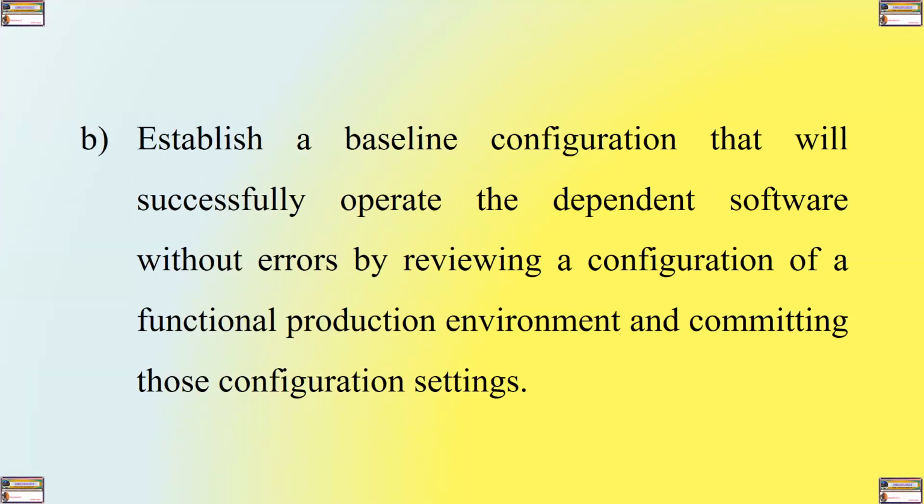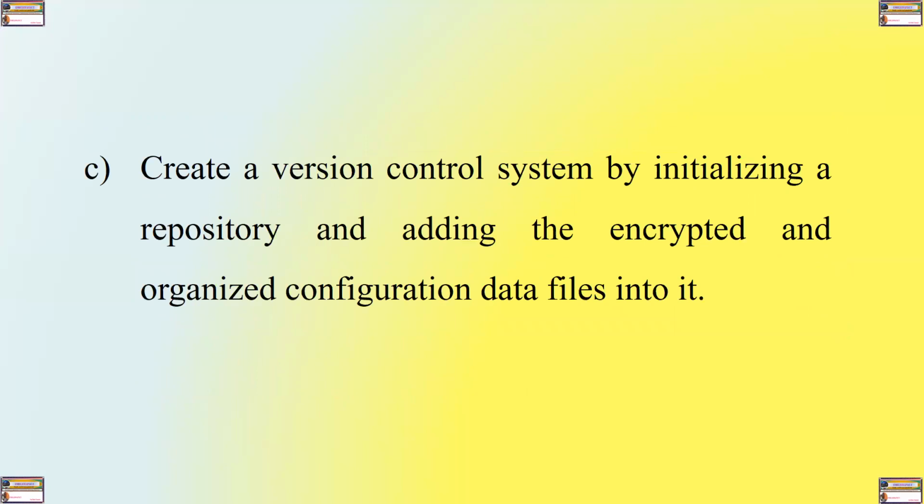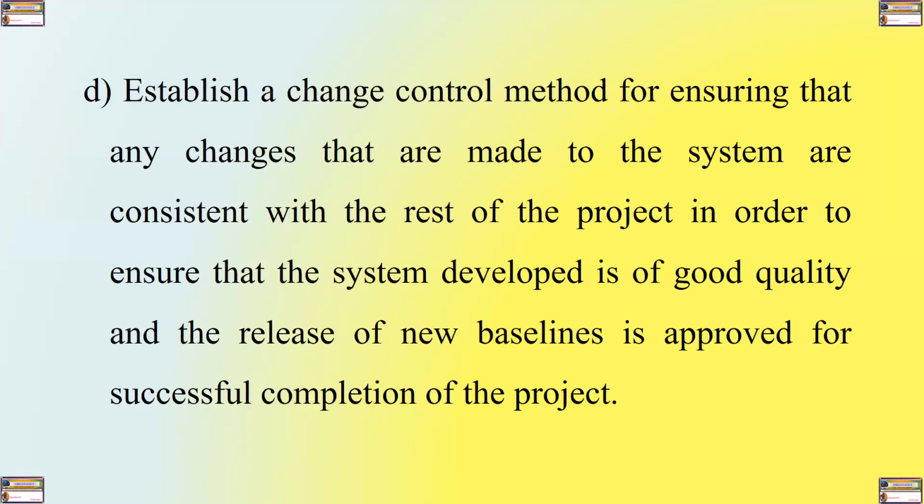Number two is to establish a baseline configuration that will successfully operate the dependent software without errors, by reviewing a configuration of a functional production environment and committing those configuration settings. Number three is you create a version control system by initializing a repository and adding the encrypted and organized configuration data files into it.